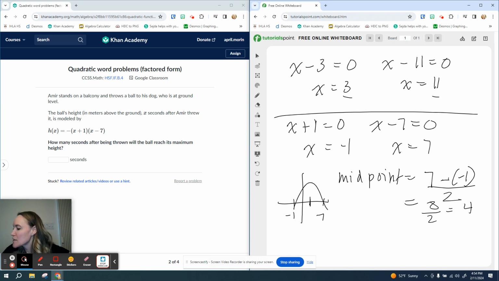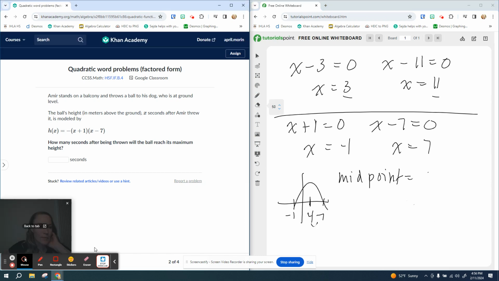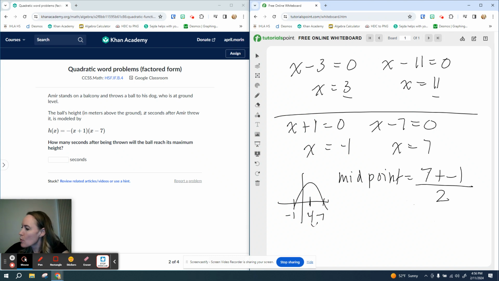Okay, so does that make sense? If this is 4, so I have 1, 2, 3 on this side, and I have, let's see, okay, when we want to find the midpoint, we need to add the two numbers. So we're going to have 7 plus -1 divided by 2. So 7 plus -1 equals 6, same thing as 7 minus 1, divided by 2. That equals 3. So 3 should be the midpoint here.